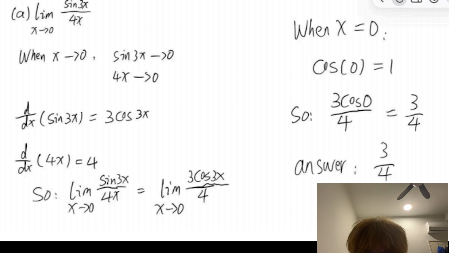Next, we differentiate the numerator and the denominator. The derivative of sine 3x is 3 cosine 3x, and the derivative of 4x is 4. After applying L'Hopital's rule, the limit becomes the limit of 3 cosine 3x over 4. Finally, we set x equal to 0, so we get cosine 0 equal to 1. So finally, we get the value of the limit is 3 over 4.